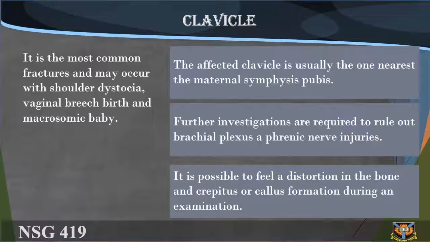The affected clavicle is usually the one nearest the maternal symphysis pubis. Further investigation is required to rule out brachial plexus and phrenic nerve injury. It is possible to feel a distortion in the bone and crepitus or callus formation during an examination.